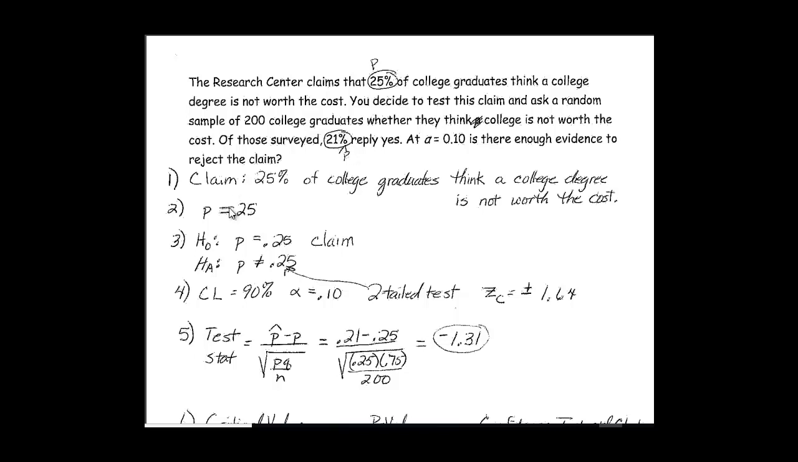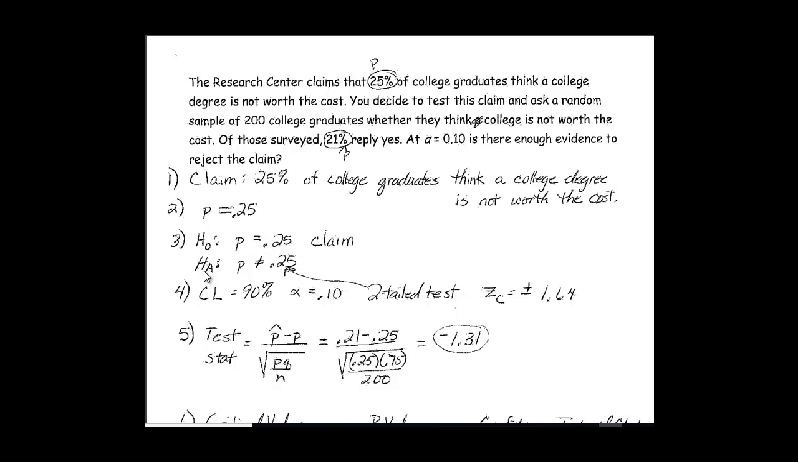As far as the first two steps, the textbook and your MyMathLab will ask this question, so I want to lead in with it, but I usually skip past it. The claim is that 25% of the population of college graduates think a college degree is not worth the cost. So that tells us that our population proportion is equal to 0.25 for this hypothesis test. But you will need to start in with step 3 for sure and be able to provide these for me on an exam. Our null hypothesis is always going to have that equality. So our population proportion is equal to 0.25. That is what the claim was.